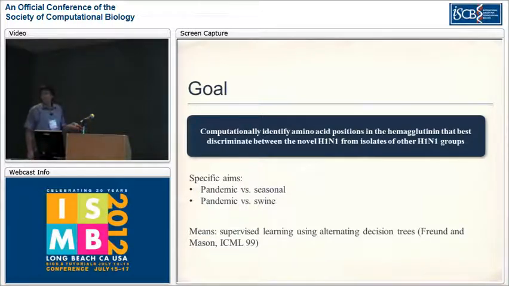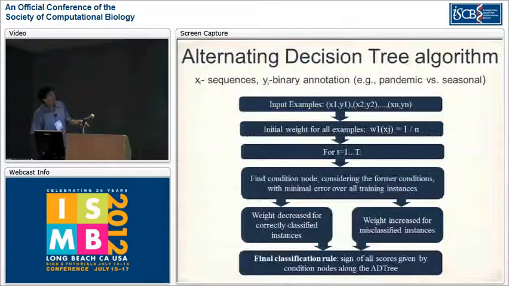And the means here is sequence analysis, very, very simple sequence analysis based on supervised learning using alternative decision trees. And that's a quick slide that shows what we have. I'm not going to go over all the algorithm, but we have a set of sequences marked here as xi, and these would be hemagglutinin sequences. The important thing is that they will have a binary annotation, marked here as yi, and that would be pandemic versus seasonal.